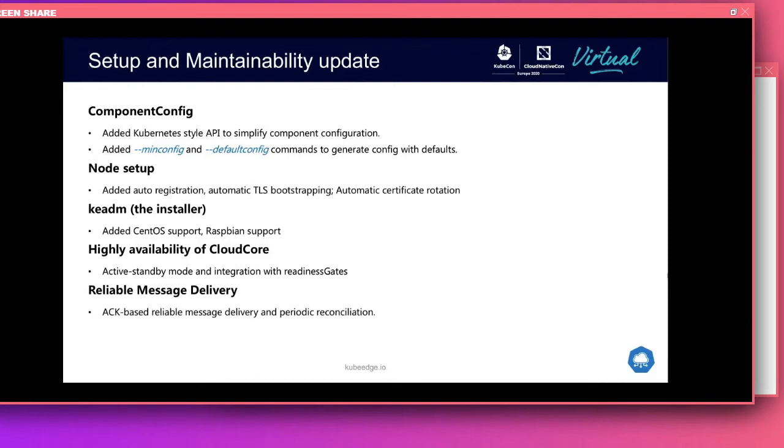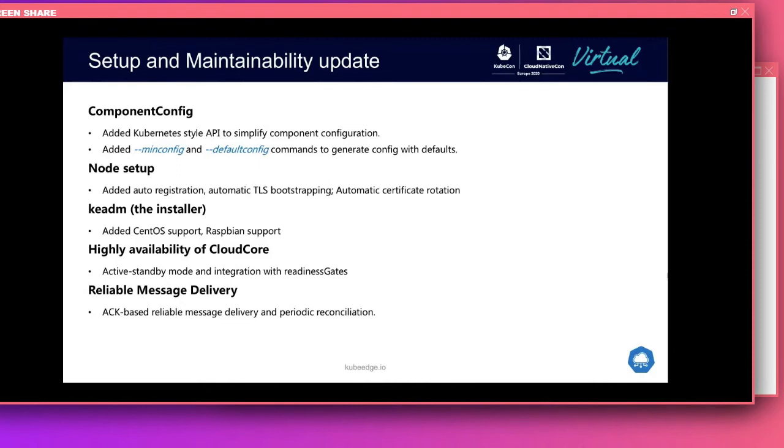And we also provide the minimal config and the full default config command to help generate a config file with defaults. For node setup, we provide automated Edge node registration, and also automatically enforce TLS between Edge nodes and the CloudHub and CloudCore. We also introduced automatic certificate rotation, so users don't need to worry about certificate expiration in edge computing cases.